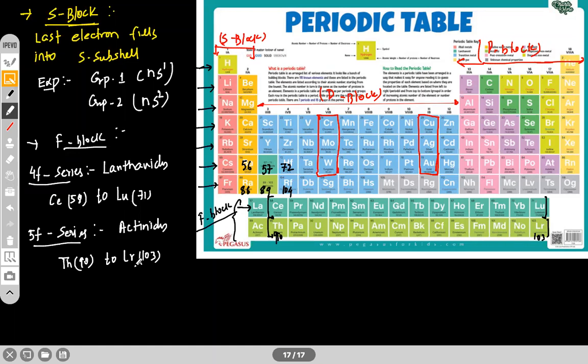Lanthanides won't start with lanthanum. Lanthanum is not a part of lanthanides. Okay, lanthanides is a series of elements, starts with cerium and goes up to lutetium. Actinides, actinium is not part of the actinide series, starts with thorium and goes up to lawrencium. Understood this?